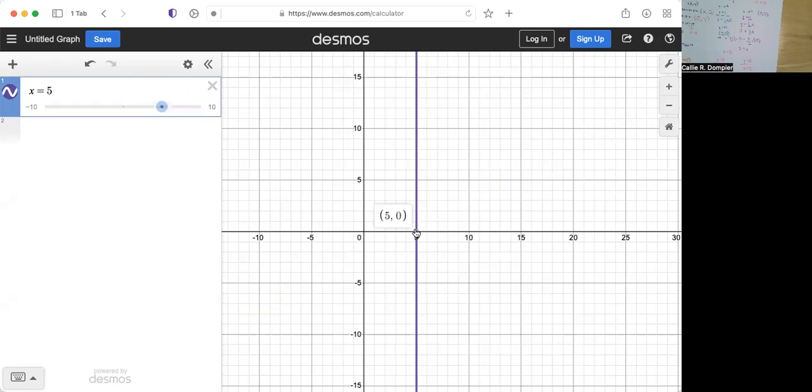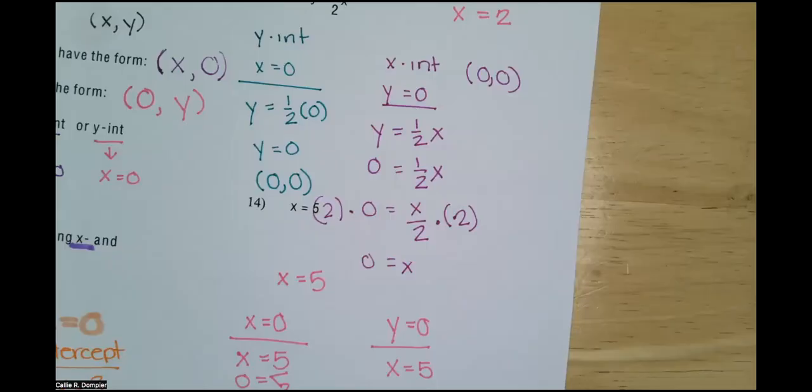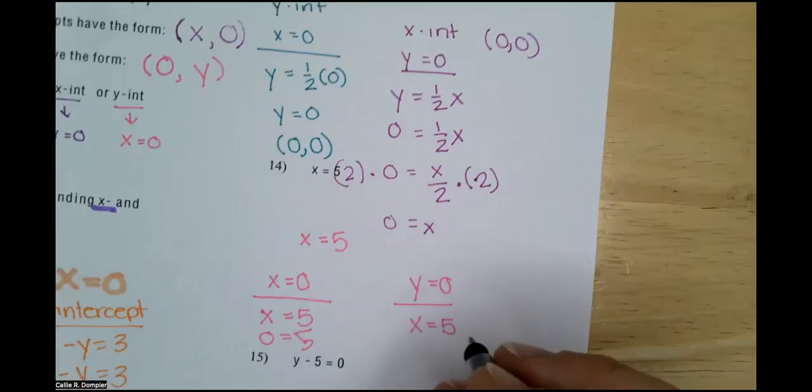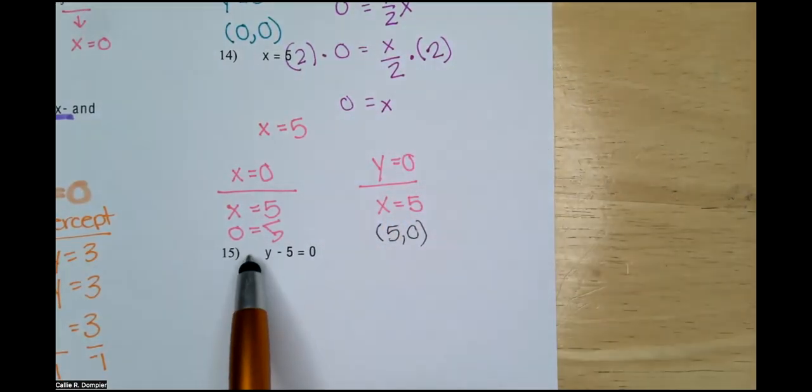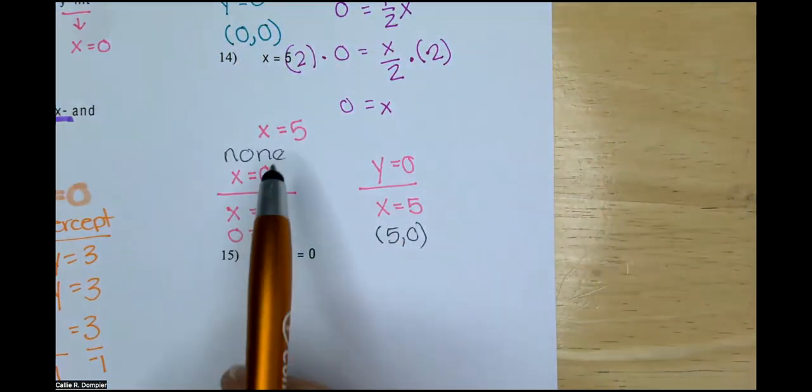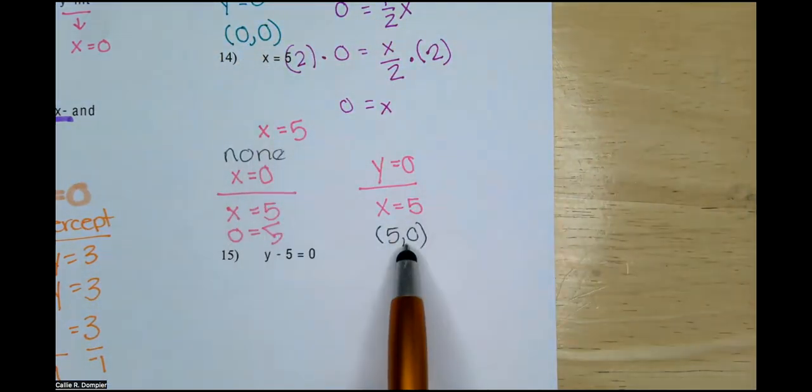It crosses the x-axis at 5, 0, but it has no y-intercept. So its x-intercept is x equals 5, or the point 5, 0. So I guess I should have called that the point 5, 0. I didn't really finish that. But it has no y-intercept. So if you see x equals 5, that just means it's going to cross the x-axis at 5, 0.